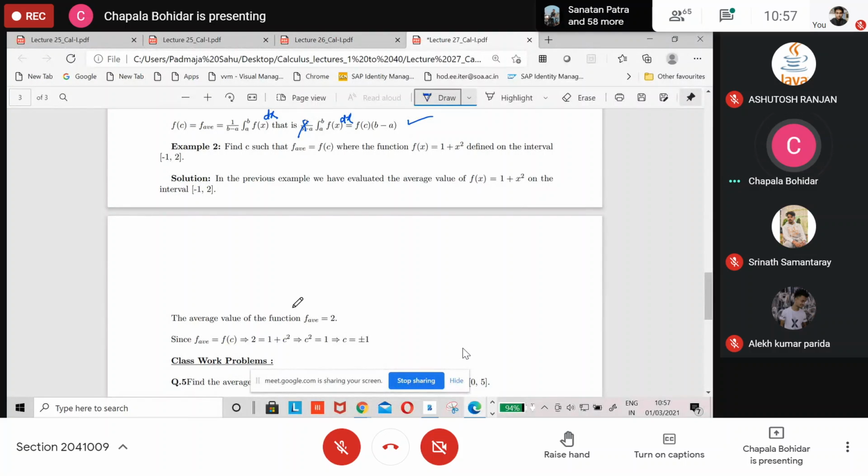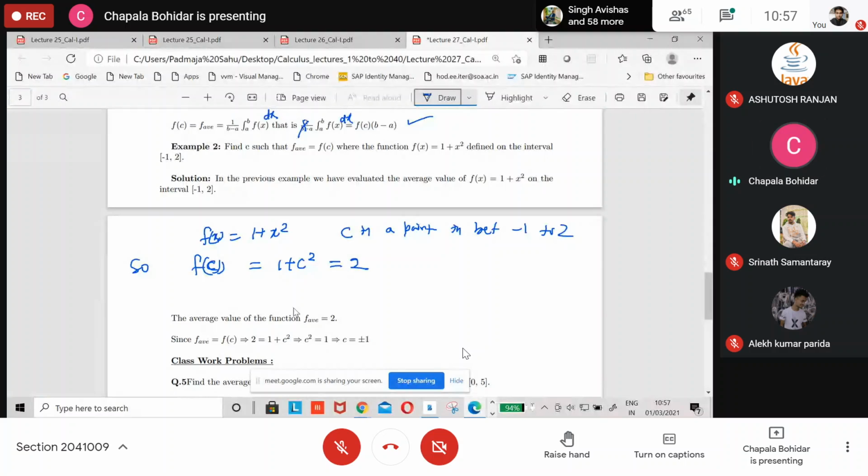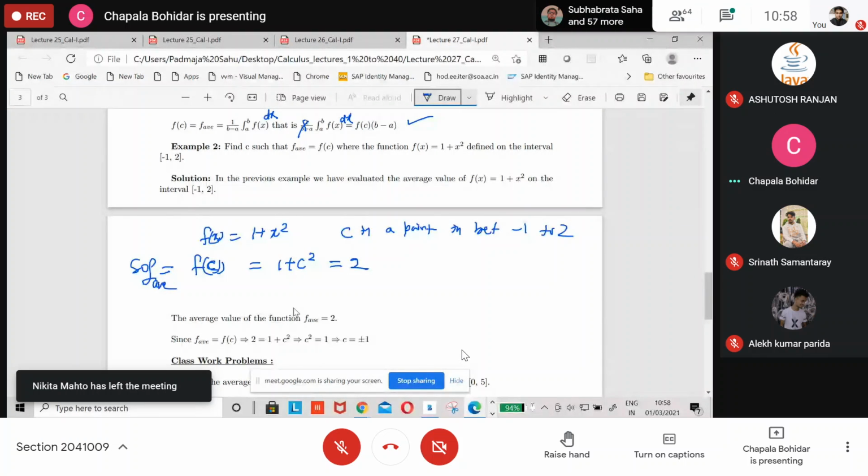Since f(x) = 1 + x² and c is a point in between -1 and 2, f(c) is equal to 1 + c². This value is the f average, and that value is equal to 2. So if 1 + c² equals 2, then the value of c is plus or minus 1. This is your answer.